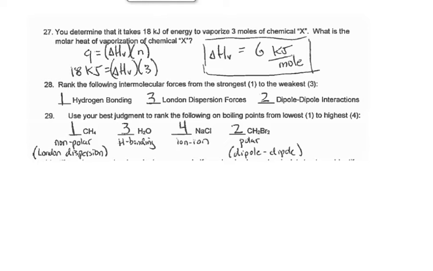Number 27. Oh, we just flipped the page. Determine that it takes 18 kilojoules of energy to vaporize 3 moles of chemical X. What is the molar heat? So we know the amount of energy, we know the amount of moles. 18 divided by 3 means 6 kilojoules per mole.